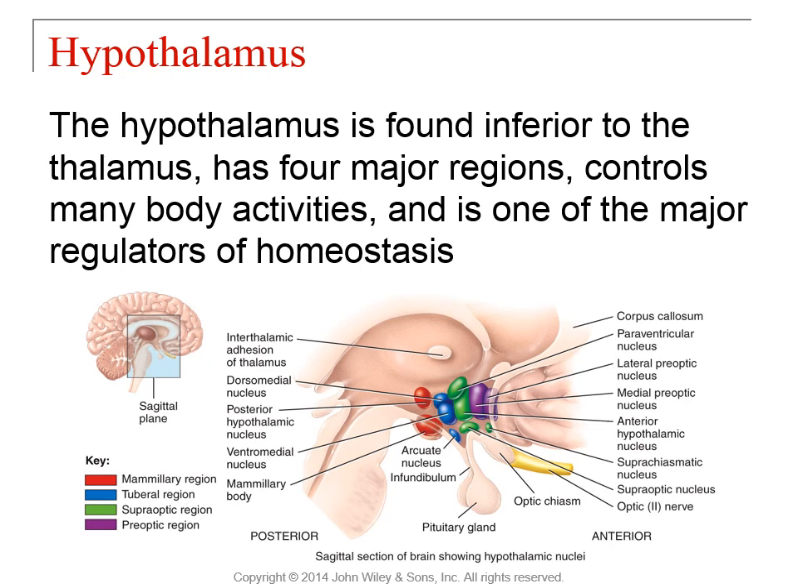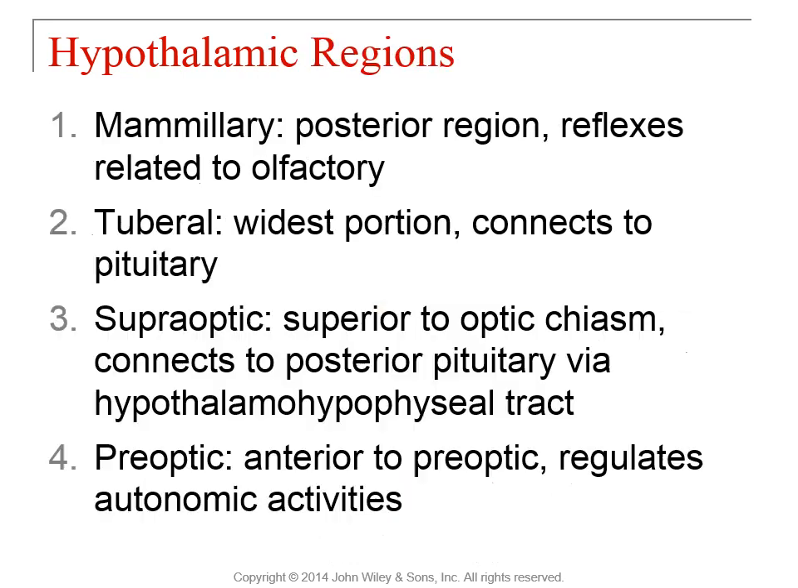And finally, the most anterior is going to be the preoptic. This is going to regulate the majority of your autonomic activities. So blood pressure, heart rate, pH balance, all the major homeostatic activities of the autonomic nervous system are going to be channeled through the preoptic region.